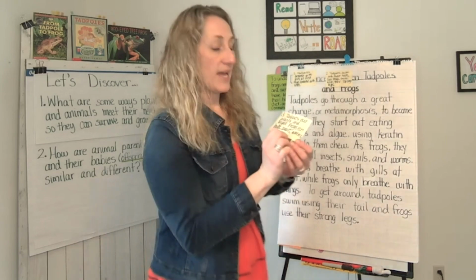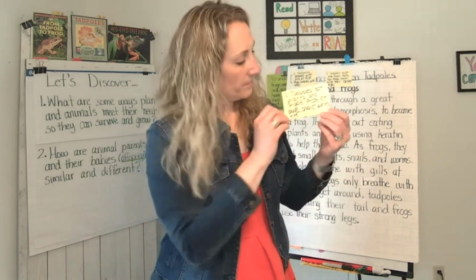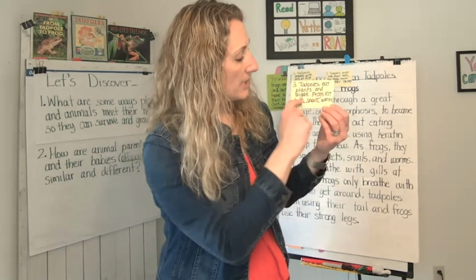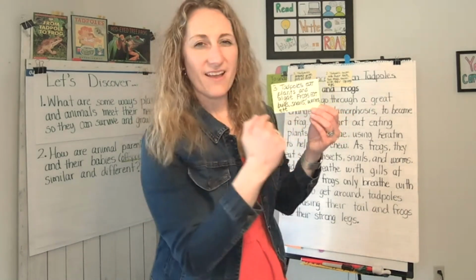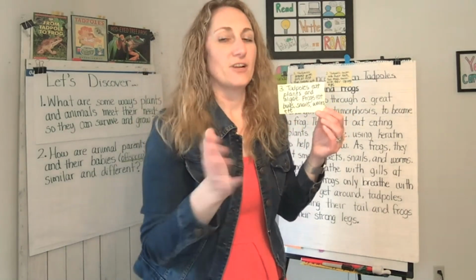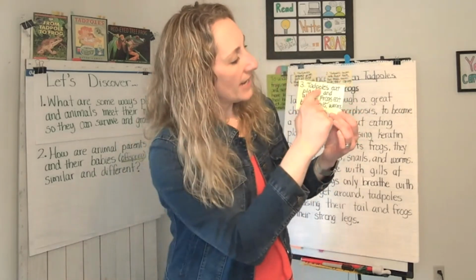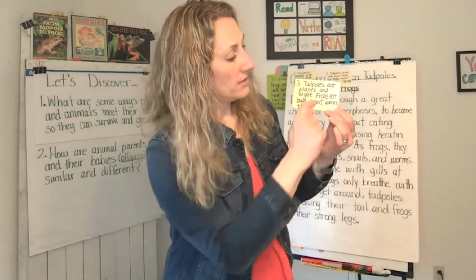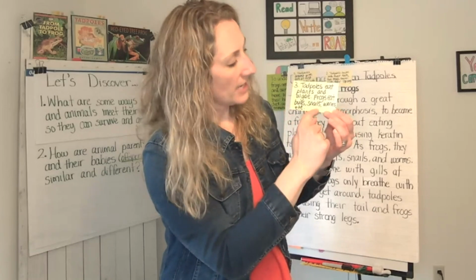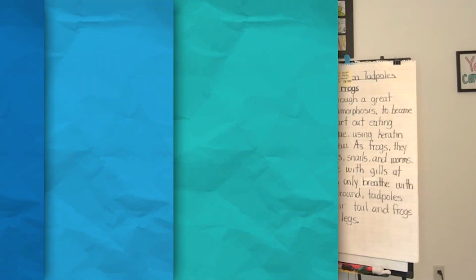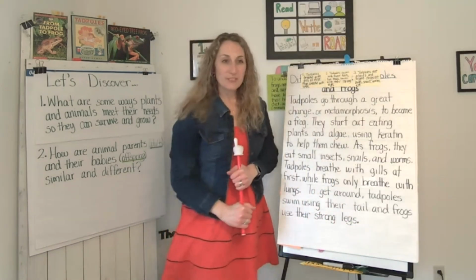The third idea I want to make sure I include is this one. Tadpoles eat plants and algae. Frogs eat bugs, snails, worms, etc. That means things like that. Let's read this one together. Tadpoles eat plants and algae. Frogs eat bugs, snails, worms, etc. Nice reading. So now you have a job to do.